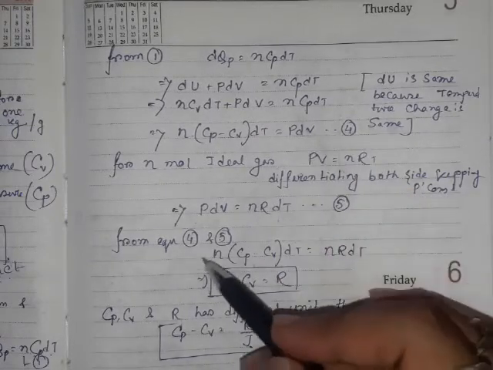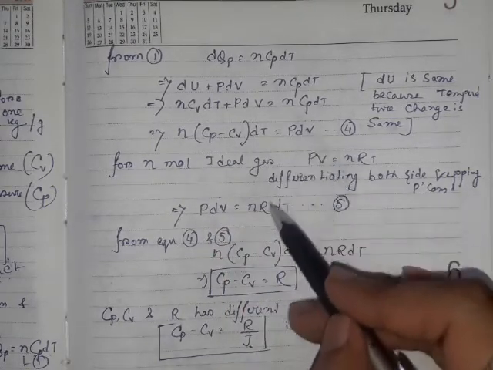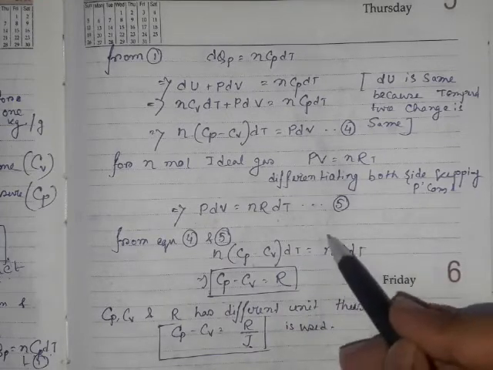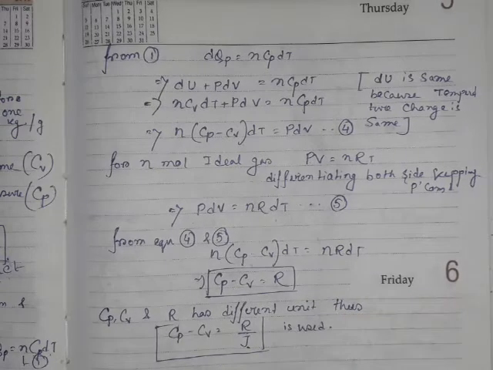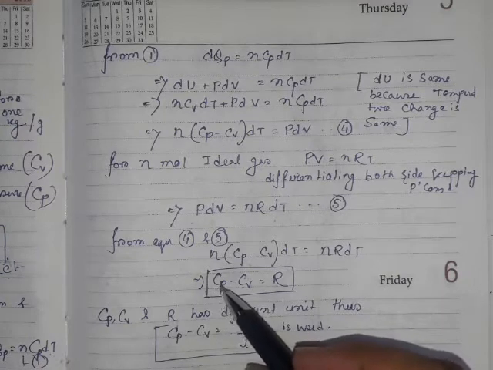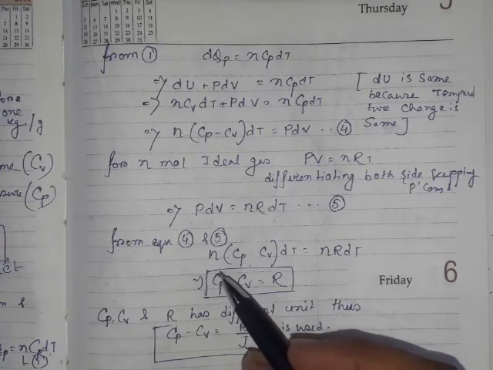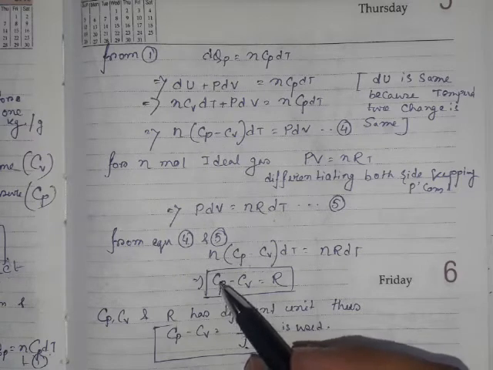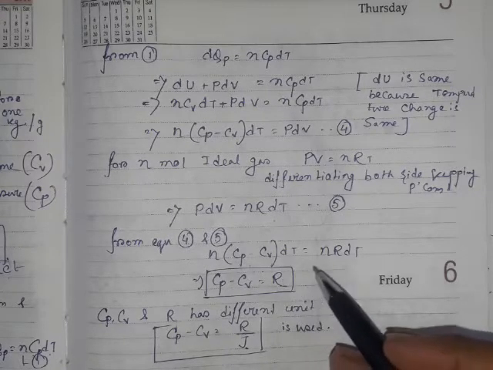Okay, so you will get n(cp minus cv) dt equals to pdv, instead of pdv you will get nr dt. Okay, n will cancel and dt will cancel, you will get cp minus cv equals to r. And as you know, this cp is the heat required to increase 1 mole of gas by temperature 1 degree centigrade. So that means that has a unit of calorie per mole Kelvin or calorie per mole degree centigrade, but the R has the unit of joule per mole Kelvin.